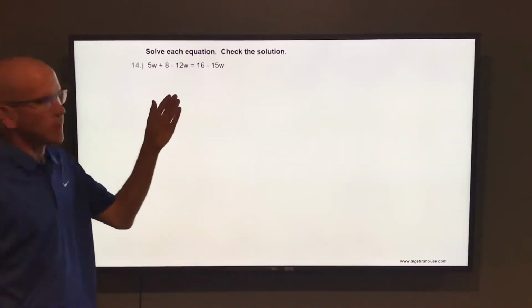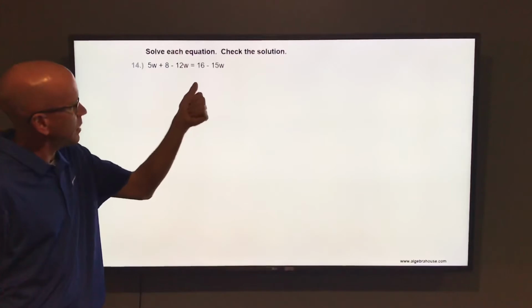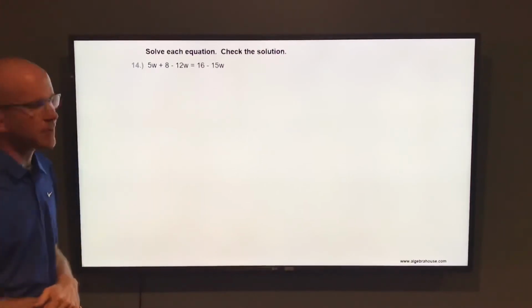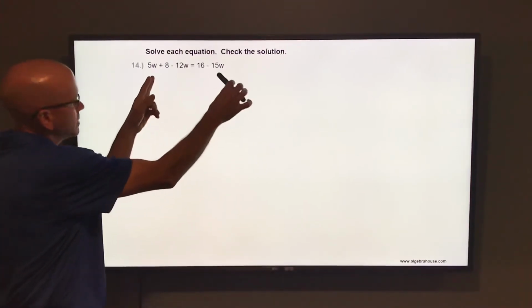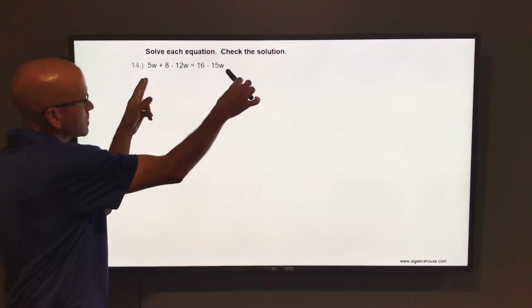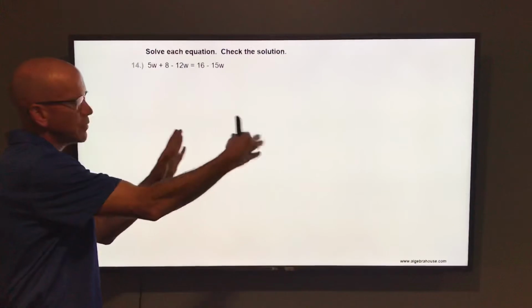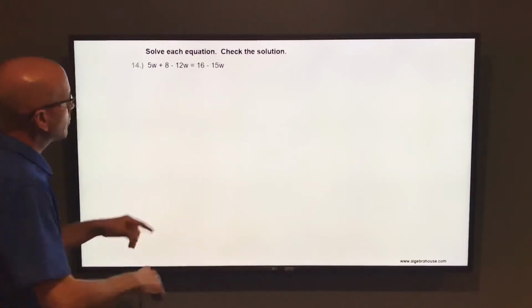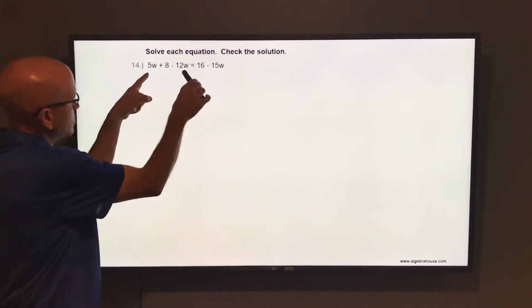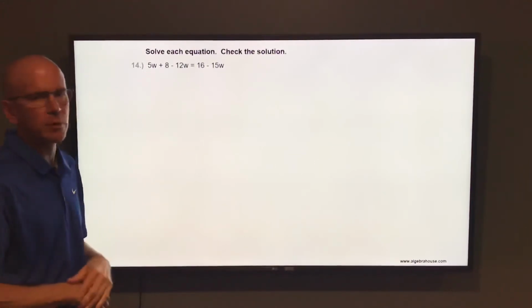Next equation we're going to solve is 5w plus 8 minus 12w equals 16 minus 15w. One thing to notice here is that you have w as variables on both sides of the equal sign. So we'll need to get the variable to one side of the equal sign, move everything else to the other side. Another thing to notice is these two terms are like terms on the left side. You should combine those first before you do anything else.